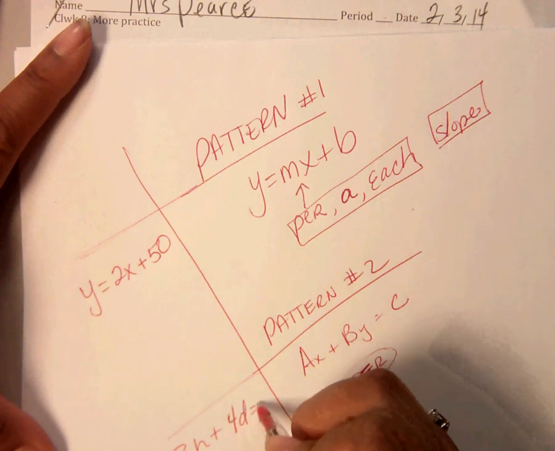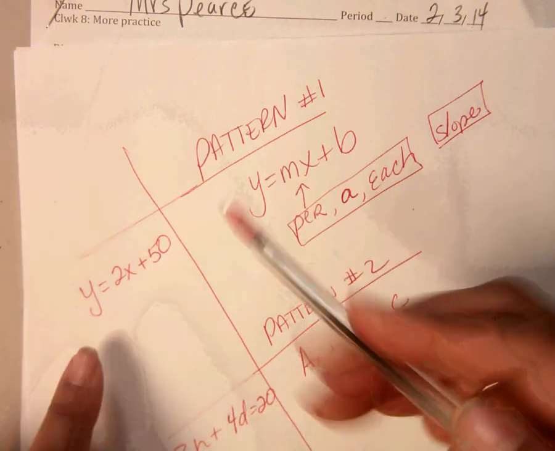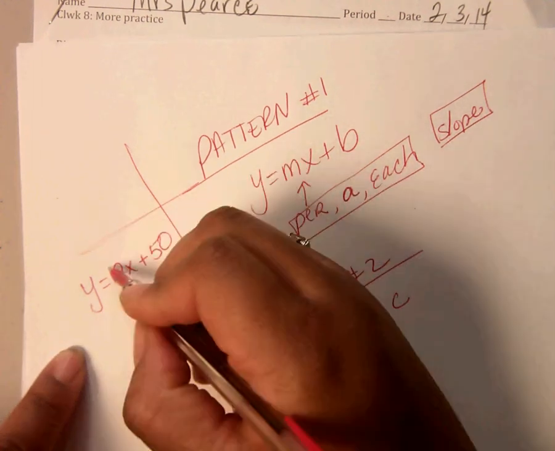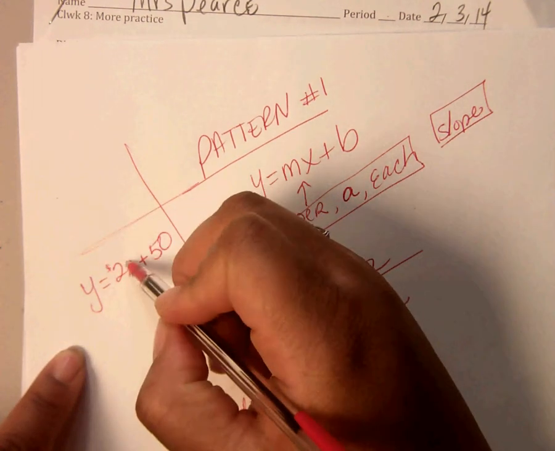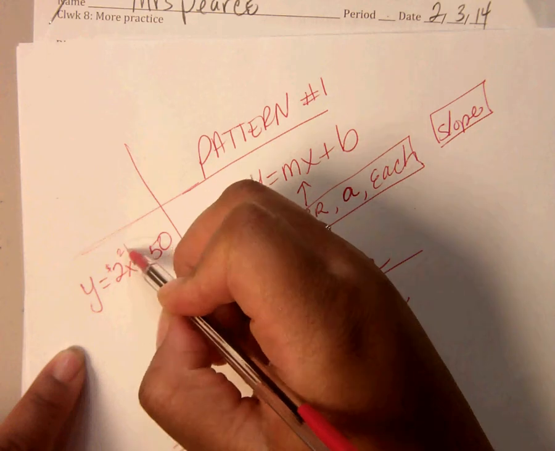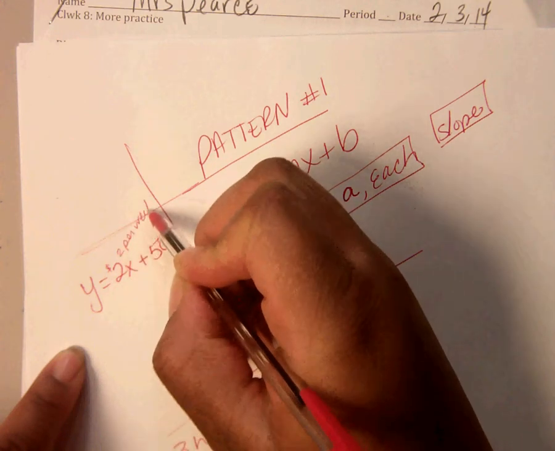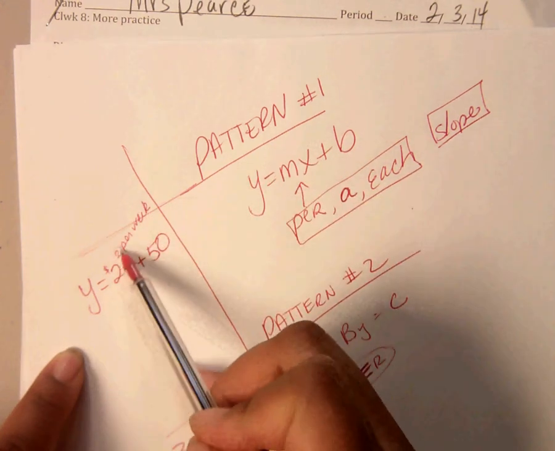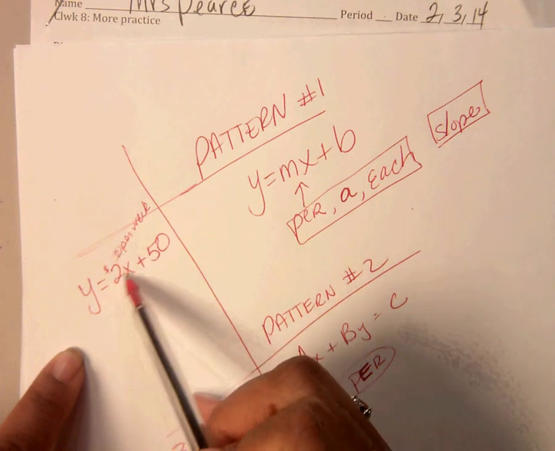For D equals 20. Okay, so let's say that in this problem it was $2 per week. So this is $2 per week. This 2 right here, that's M. That's the slope. That's how you knew to put it here.